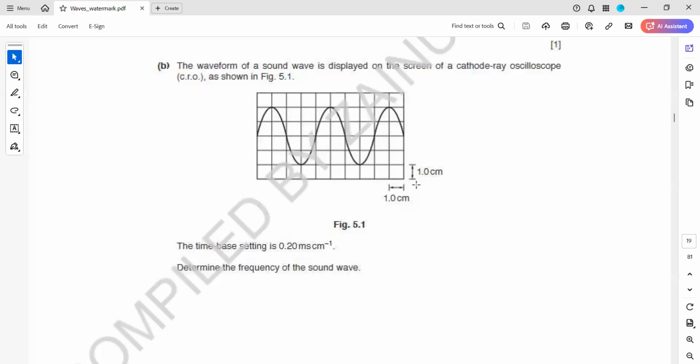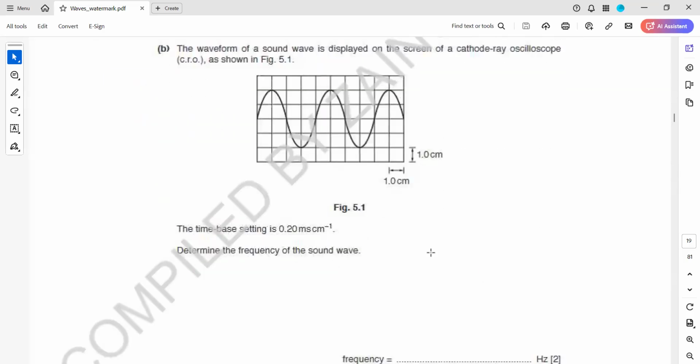In part B, we worked out the time period of this wave, and from the time period, we worked out the frequency. We know the frequency is the reciprocal of the time period. Using a CRO, cathode ray oscilloscope, first we work out the time period. Time period is the time to complete one oscillation. One complete crest and a trough is one oscillation.